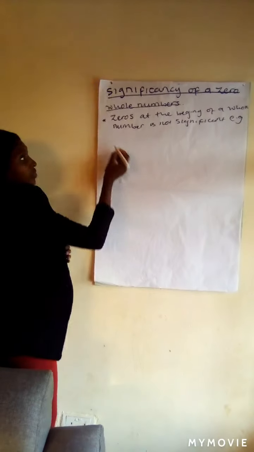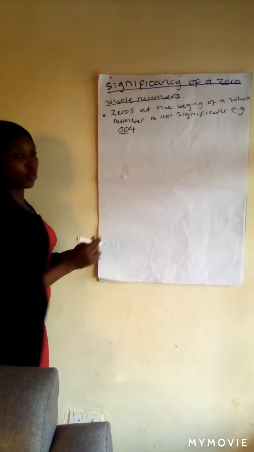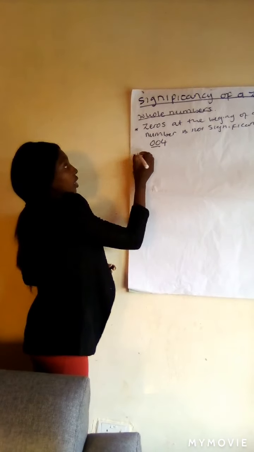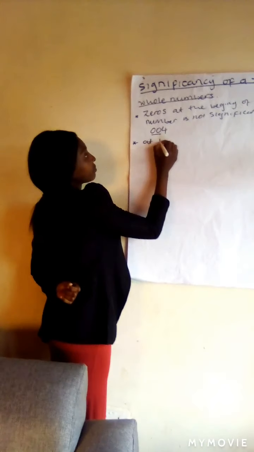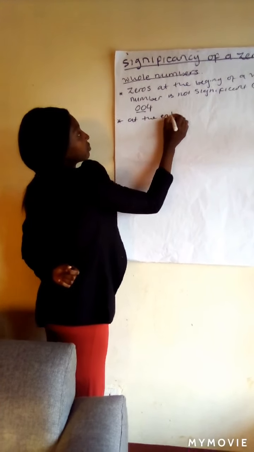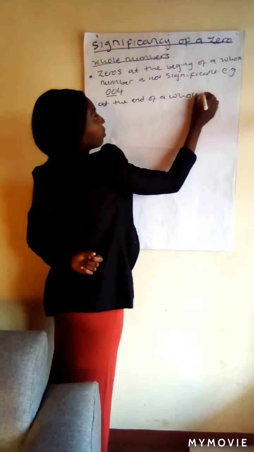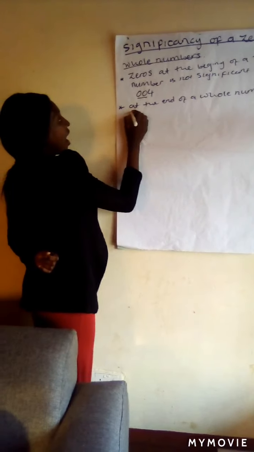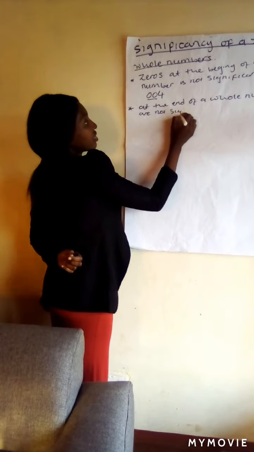An example I'll give is when you have 004. These two zeros in front of 4 are not significant. Another point when we're looking at whole numbers: zeros at the end of a whole number are not significant.